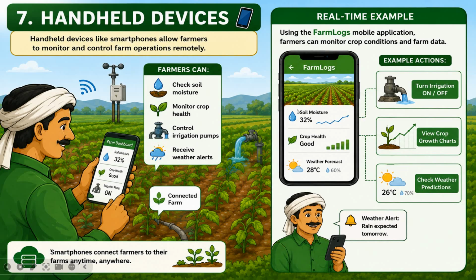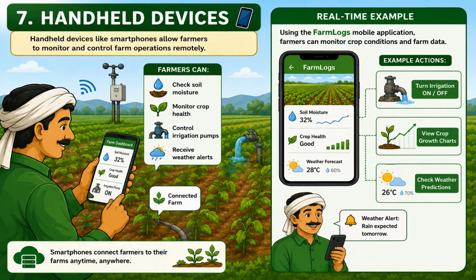So here you can see the farmers will be using Farm Logs mobile application. Now through this app, the farmers can monitor the crop conditions and view the farm data, and they can perform actions such as turning the irrigation on or off, then viewing the crop growth charts and checking the weather forecast. So the app can also send alerts such as warnings about the upcoming rain or weather conditions.